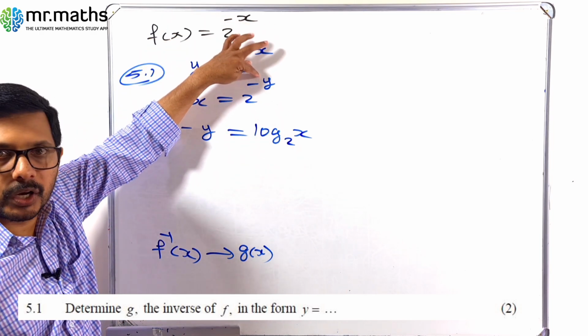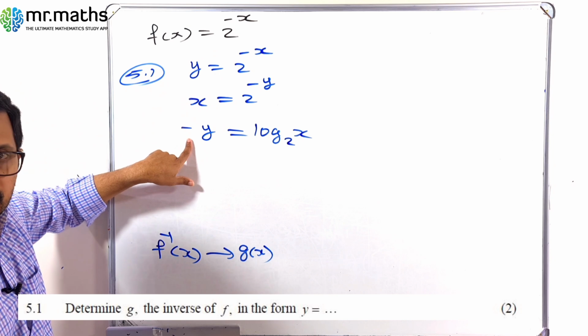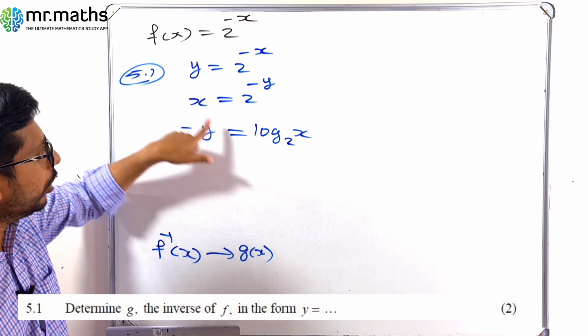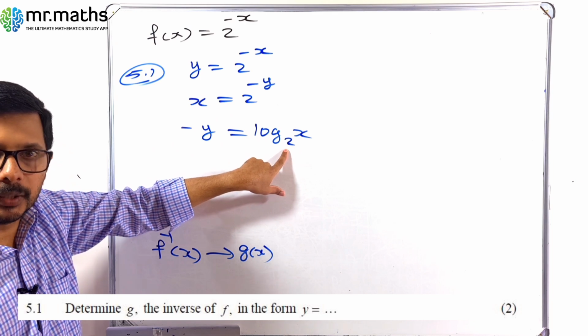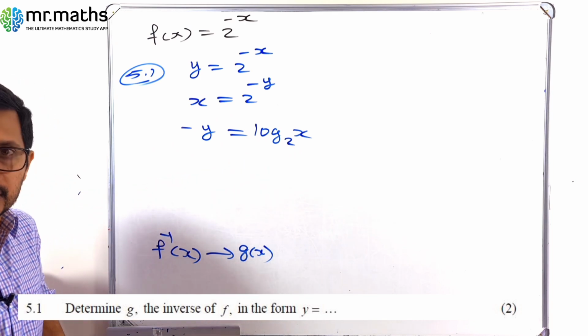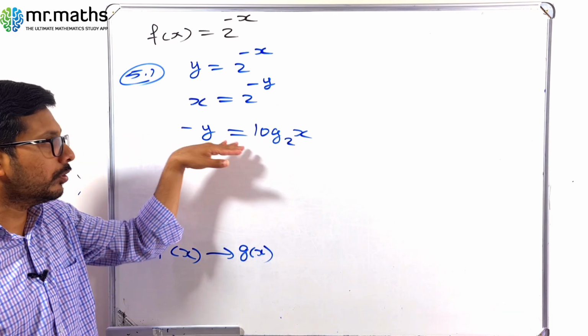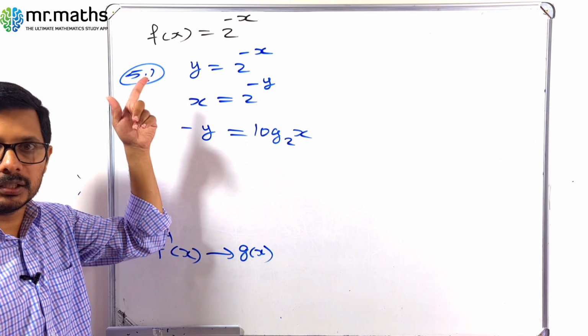Minus y, this exponent, you have to write it here. Minus y is equal to log of x to the base 2. Okay, so this is how you can apply the logarithm. Those who don't know how to write like this, you have to watch that video lessons.